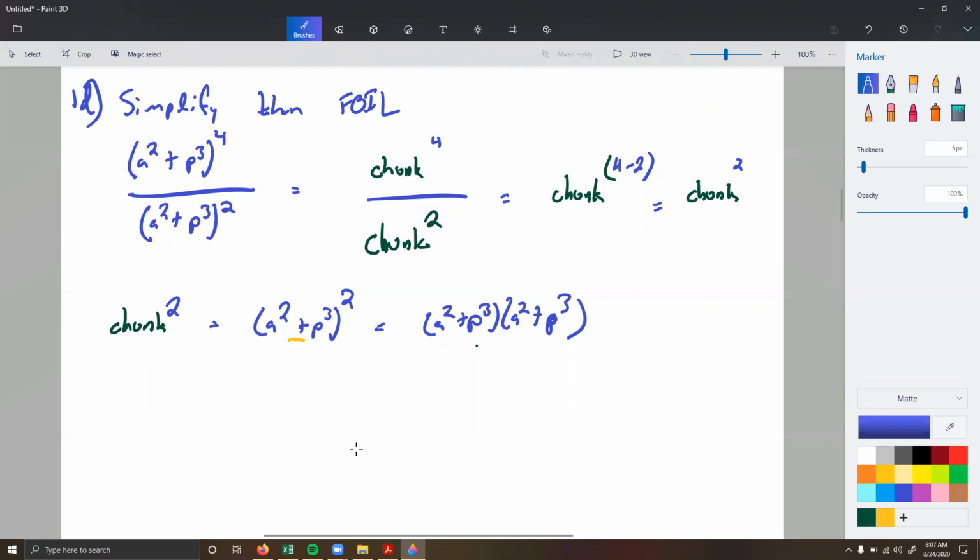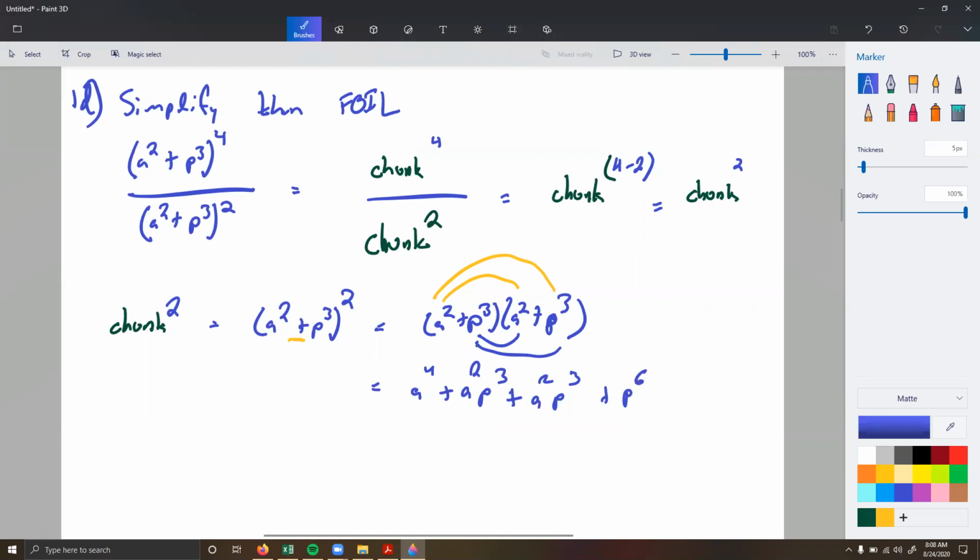And then we go ahead and FOIL. So for first, we're going to get a squared times a squared. So that's going to be a to the 4th, plus outer, a squared times p cubed. Well, we can't do anything with that, so that's literally just a squared p cubed. Nothing we can do there. Plus inner, a squared p cubed again. Again, nothing we can do there. We can't make a's combine with p's. We can't do anything with their exponents or anything like that, so we just leave it. And then we get last, p cubed times p cubed. We're going to get p to the 6th.